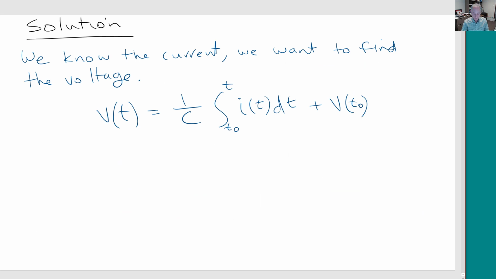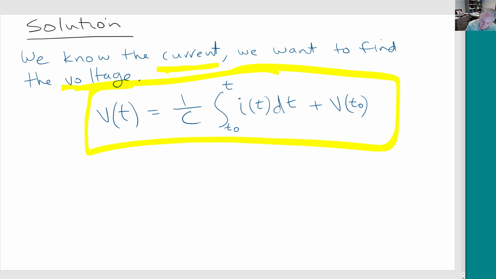Well, we're given the current, and we want to find the voltage, and we have the expression that we found in the last lecture, that the voltage is equal to 1 over the capacitance times the integral of the current plus the initial voltage. So we're going to use this expression to find the voltage.